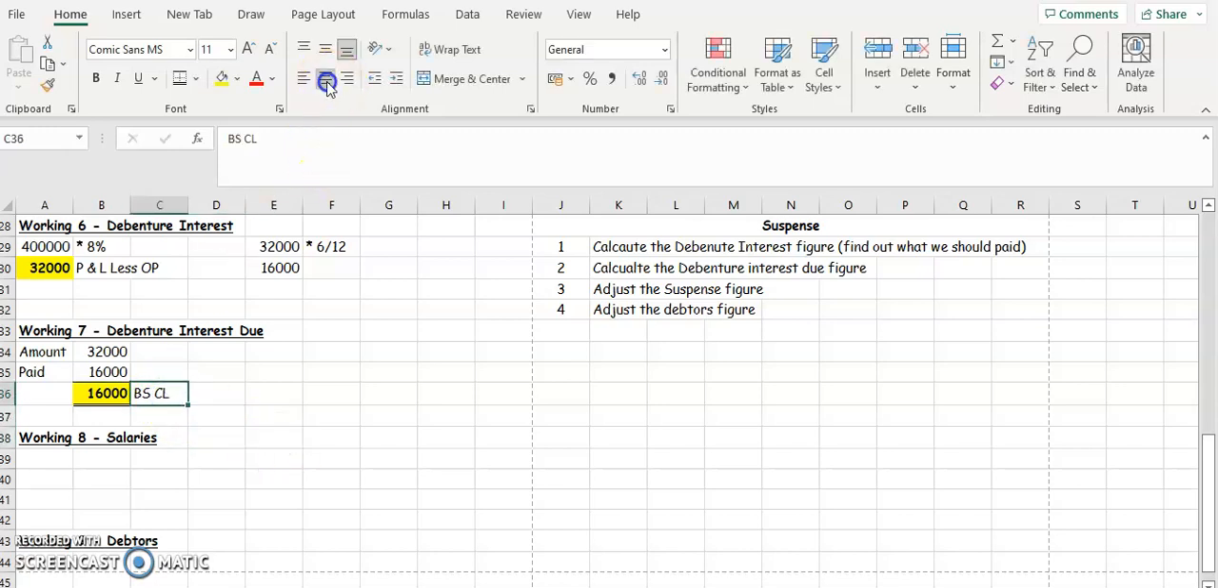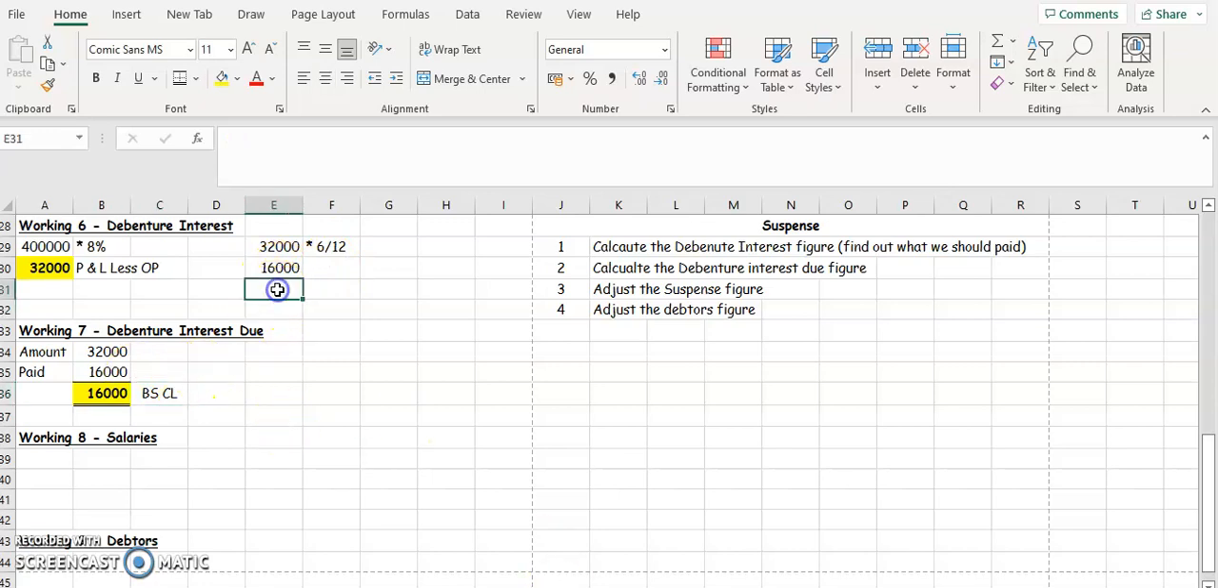Okay, so the first two stages looking at your debenture interest. Number one, we calculate our debenture interest for the year. We went back to the trial balance and saw our debentures were 400,000 at a rate of 8%. So 32,000 is how much you need to pay. That's going to go into your profit and loss, less your operating income. Of that 32,000, we paid 6 months. That was taken from the trial balance. So 32 multiplied by 6 over 12, so we should have paid 16.